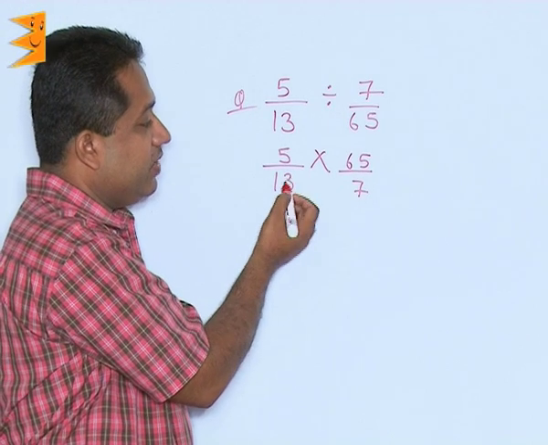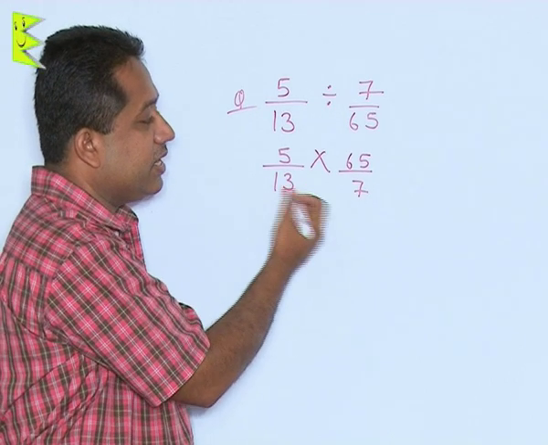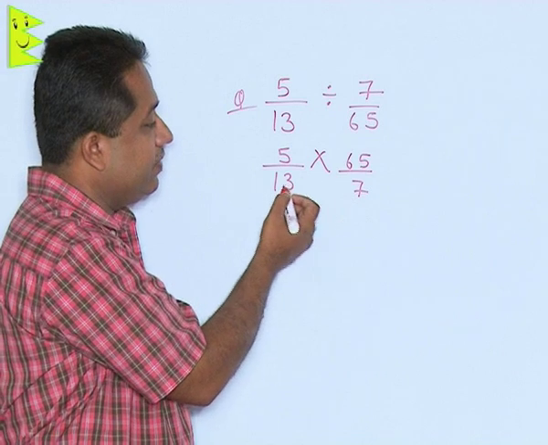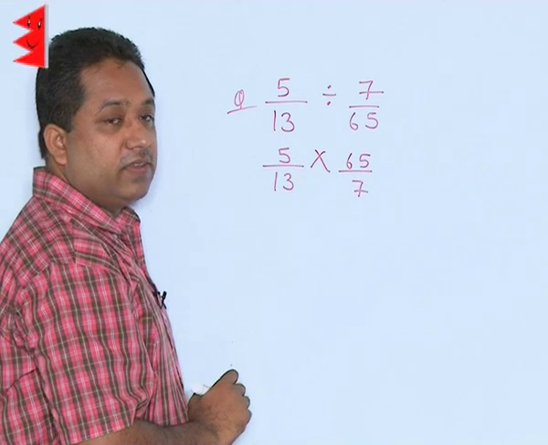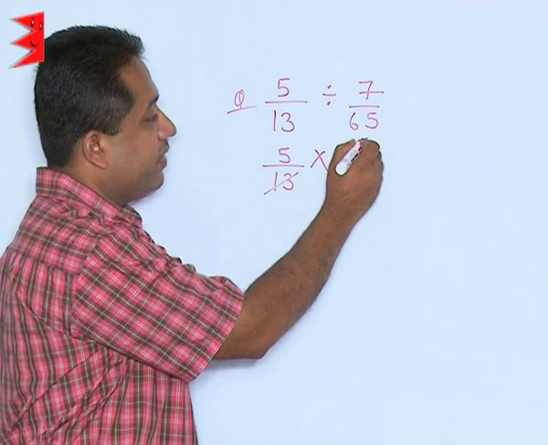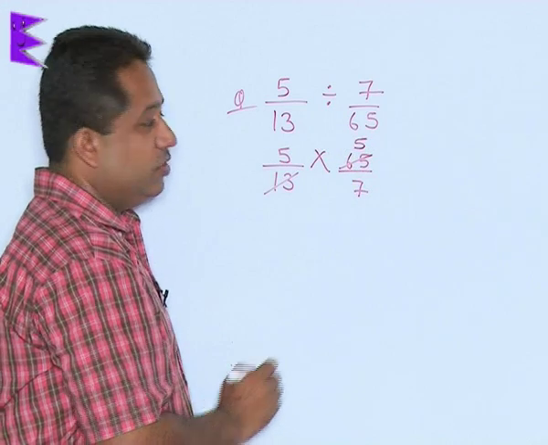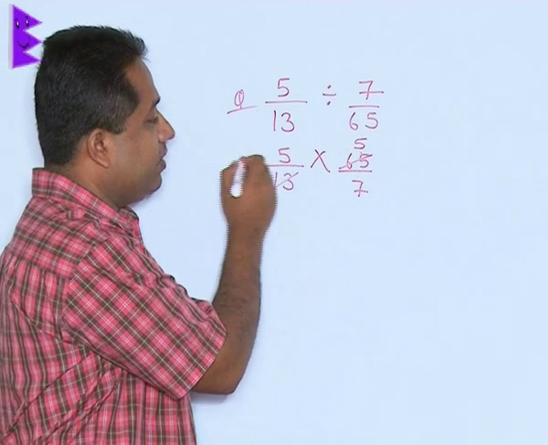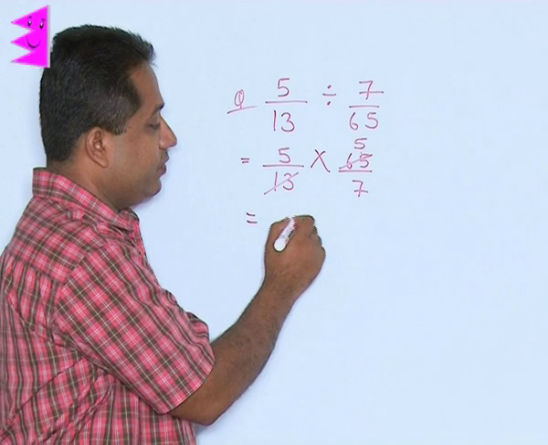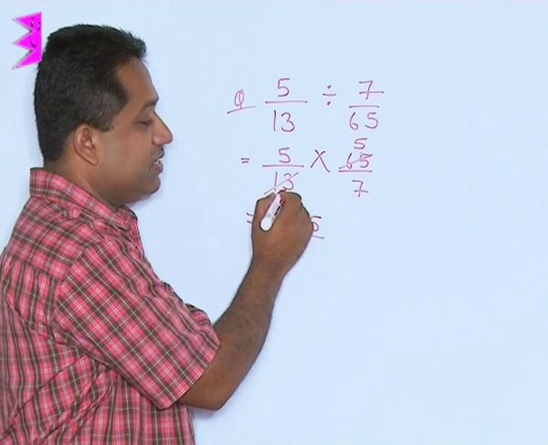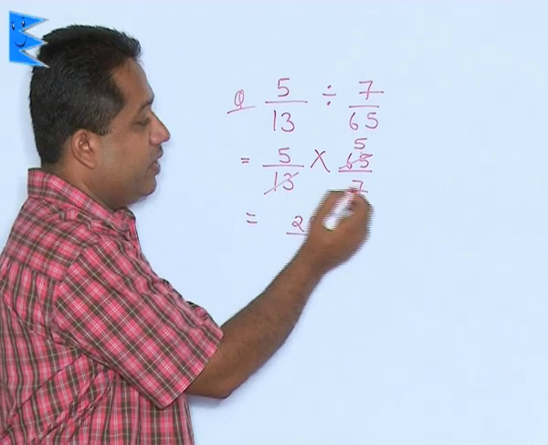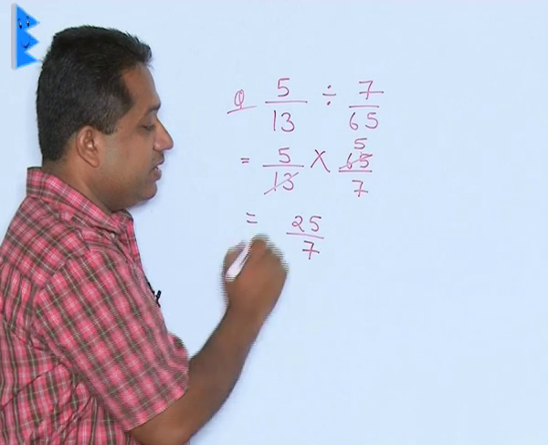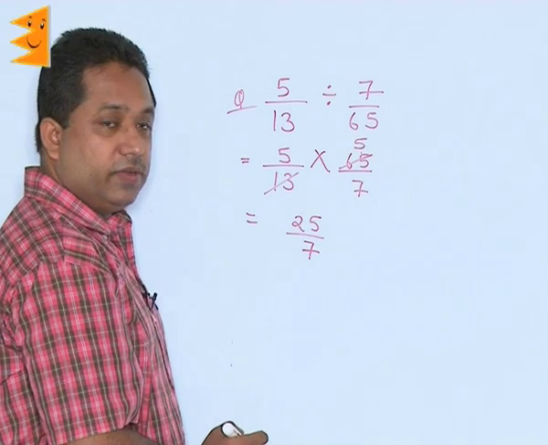Then we will see whether we can cancel some terms of the numerator and denominator. We find that 13 and 65 can be cancelled. Here 13 goes 5 times in 65. So, in the numerator we are having 5 into 5, so that is 25. This is cancelled, so there is a 1 here. So, 1 into 7 is 7. So, we get the result as 25 upon 7.